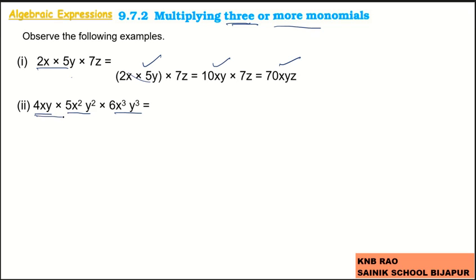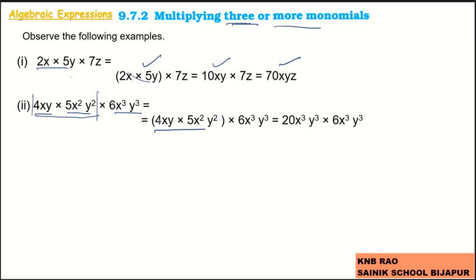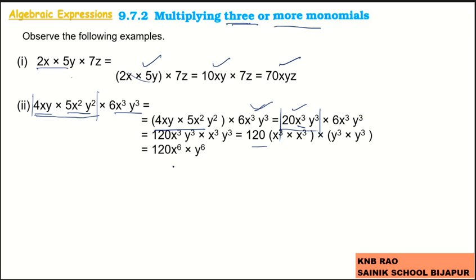So first I will choose the product of two monomials, that is we have 4xy into 5x square y square. Their product gives me 4 5s are 20, x into x square x cube, y into y square y cube. So I got a product as 20x cube y cube. Now that product I will multiply with the third monomial, that is 6x cube y cube: 20 6s are 120, x cube into x cube x power 6, y cube into y cube y power 6. This is going to be the answer written like this.